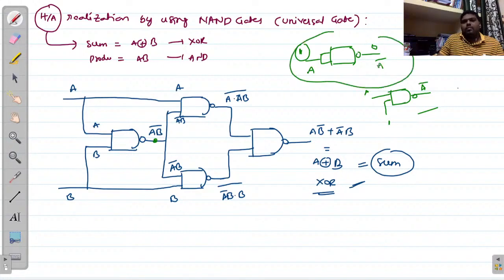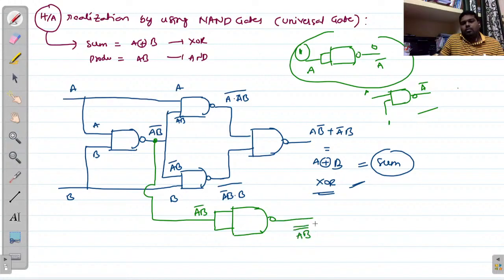You can use any one, but I am taking AB bar directly from this output. I am providing this as the input to a NAND gate. So the same input AB bar is provided 2 times, so that I get AB bar whole bar, that is AB. This is our product term, right? This is carry, and this one is sum. So this is our half adder with the help of only NAND gates.